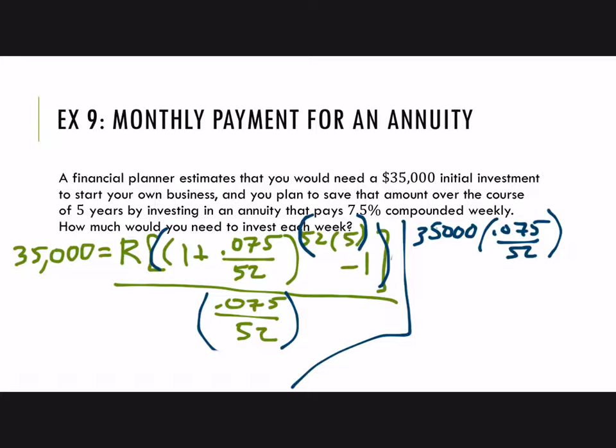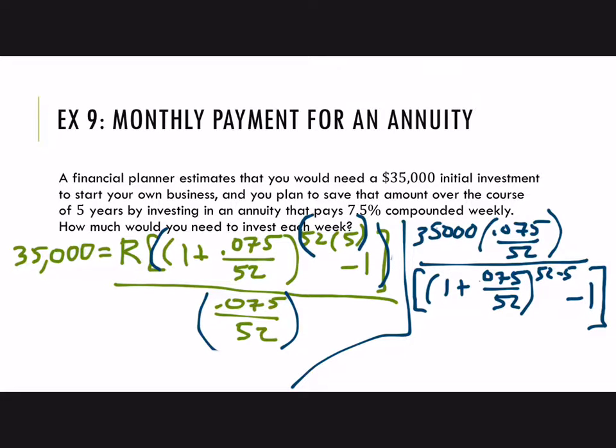Okay, and then I want to divide by all of this stuff with R to get R by itself. So divide by a big parentheses, or I guess we could even use a bracket at this point. That's the formula. A bracket, and then parentheses 1 plus 0.075 divided by 52 to the exponent of 52 times 5, minus 1.